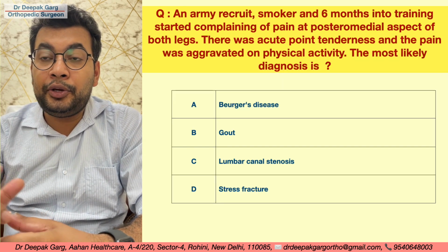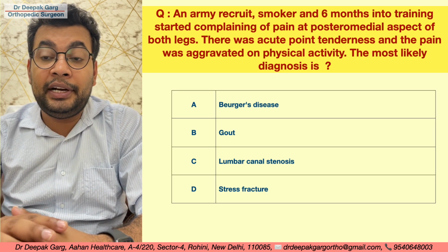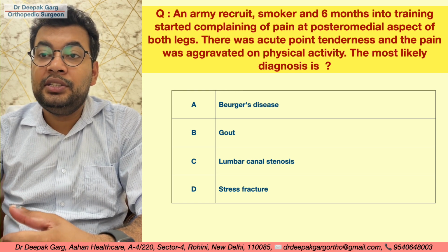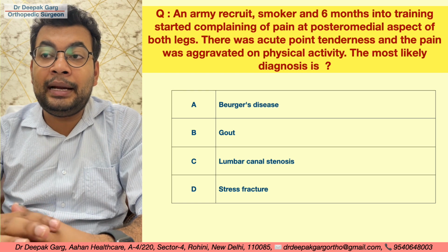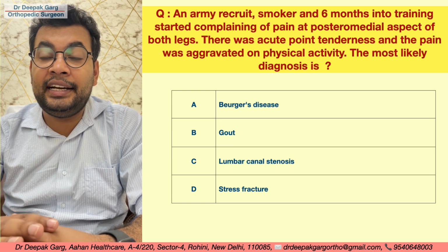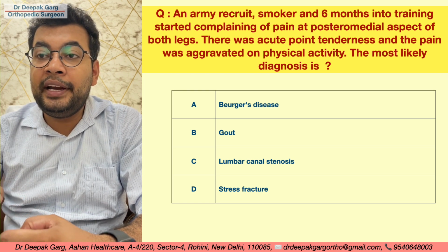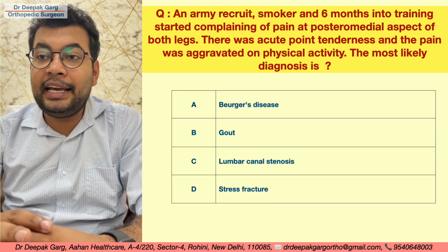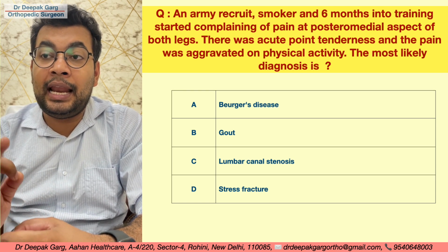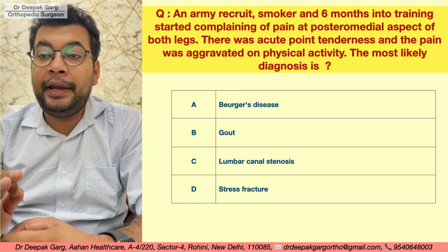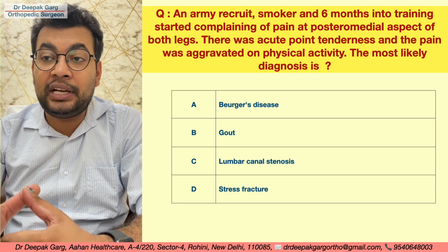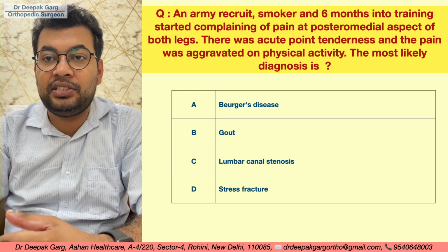Army recruit, that means possibility of stress fracture. Smoker, 6 months into training, that means there is a recent increase in intensity and frequency of work. Complaining of pain at posteromedial aspect of both the legs. There was acute point tenderness, hallmark sign of stress fracture, and the pain was aggravated on physical activity, again a point for the stress fracture. The most likely diagnosis, answer is D, stress fracture.